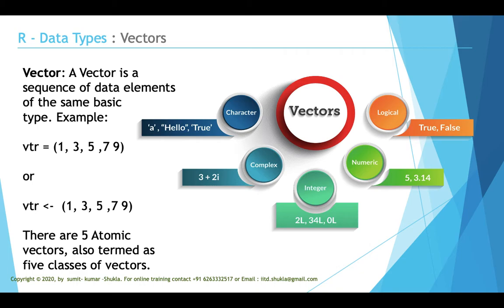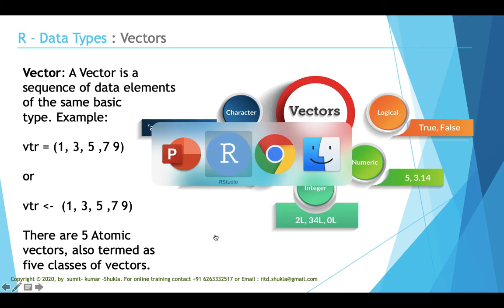A vector is basically a sequence of data elements of the same basic type. When I'm talking of the same basic type, that means if I'm creating a numeric vector, everything should be numeric. I can't give a complex there, I can't input a character there, right? So let's go and create vectors.